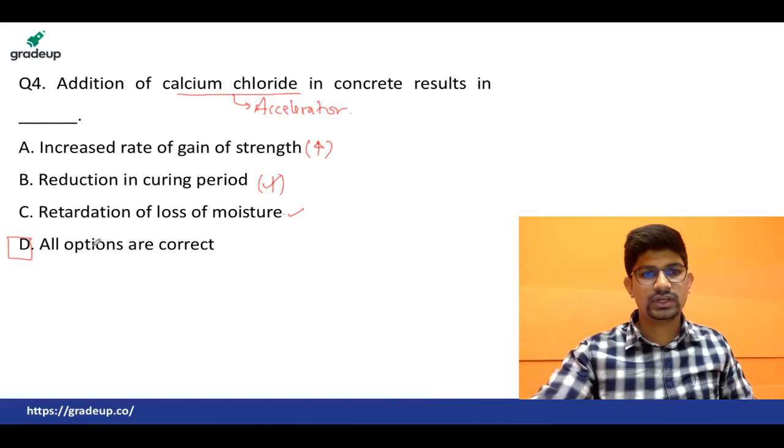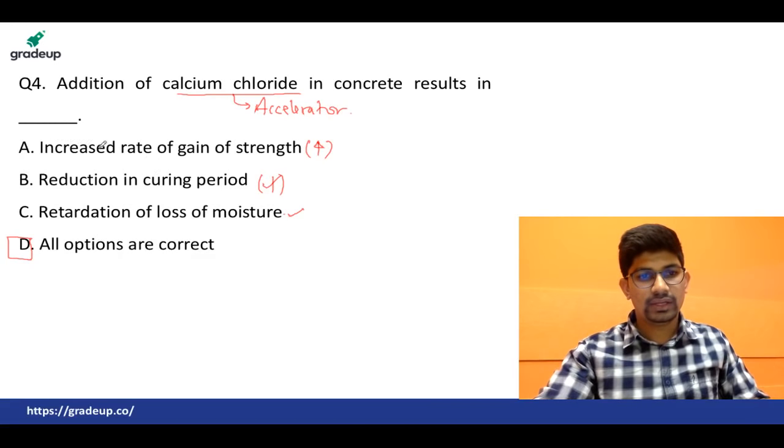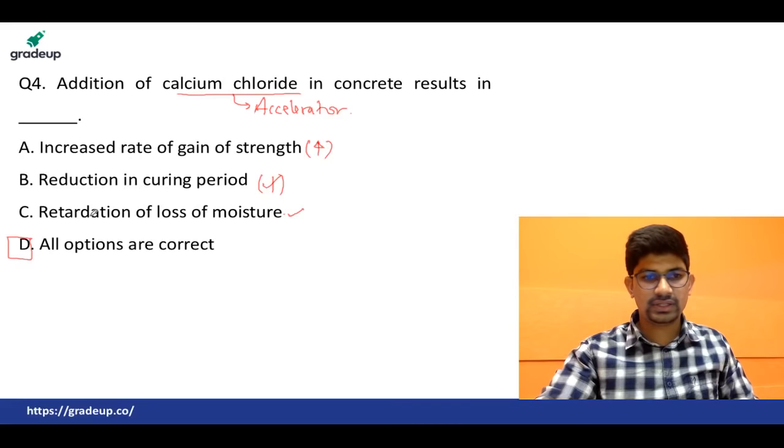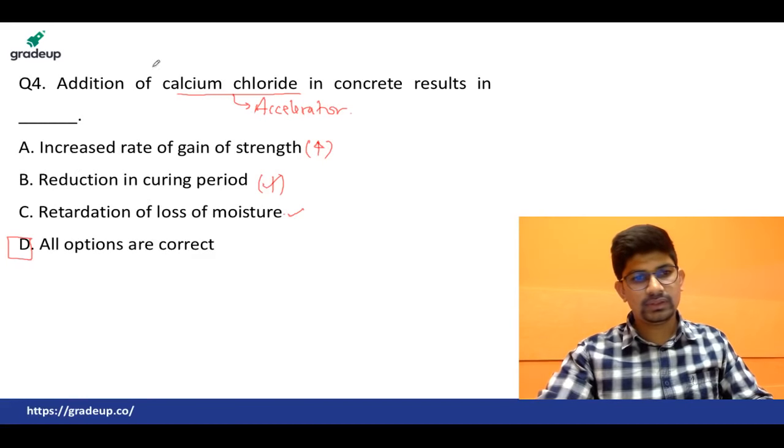So this is question number 4. It will lead to increased rate of gain of strength, reduction in curing period, and retardation of loss of moisture. So while you are solving this question, you should add this point to your knowledge, because the question may be asked in a different way. So you should note that accelerators have these properties. Okay, so you should remember these.